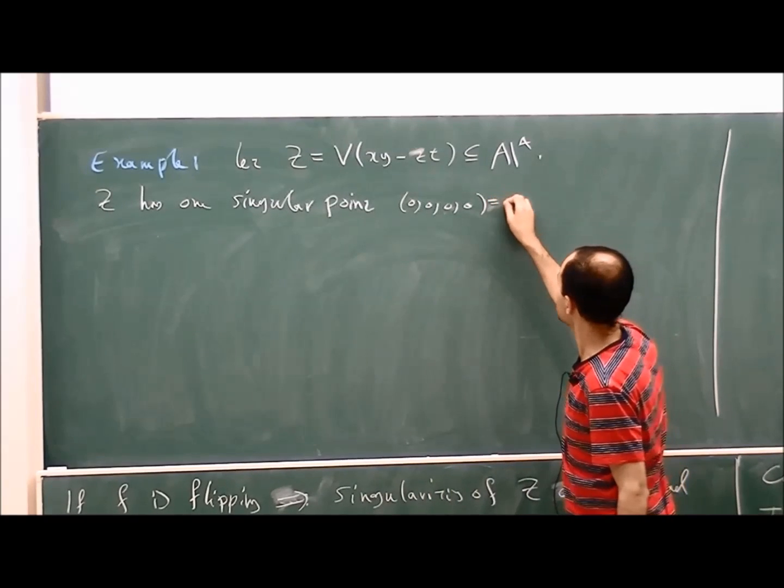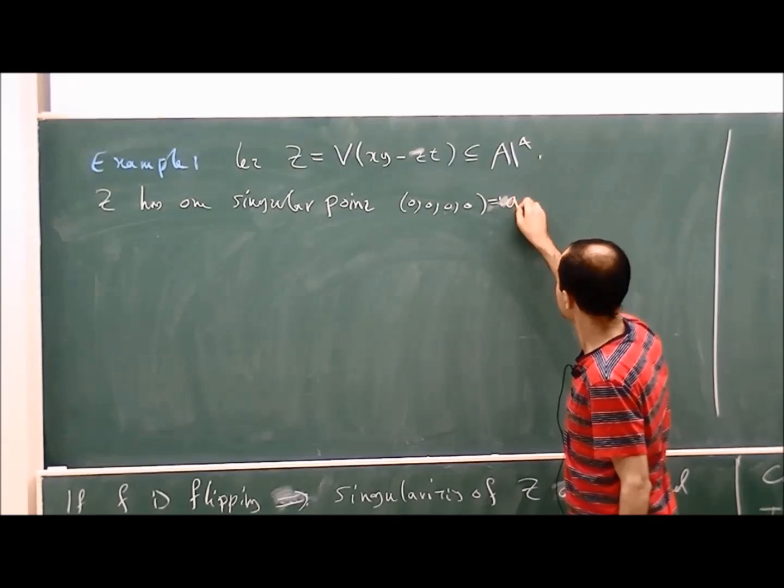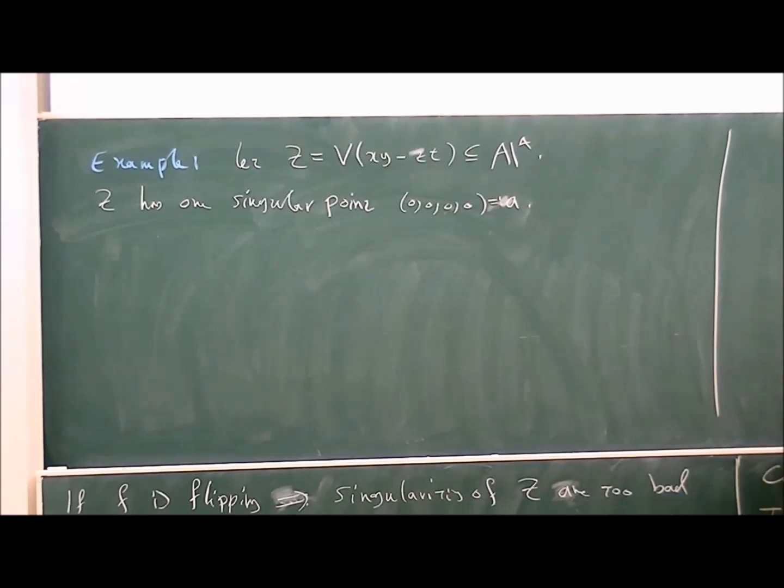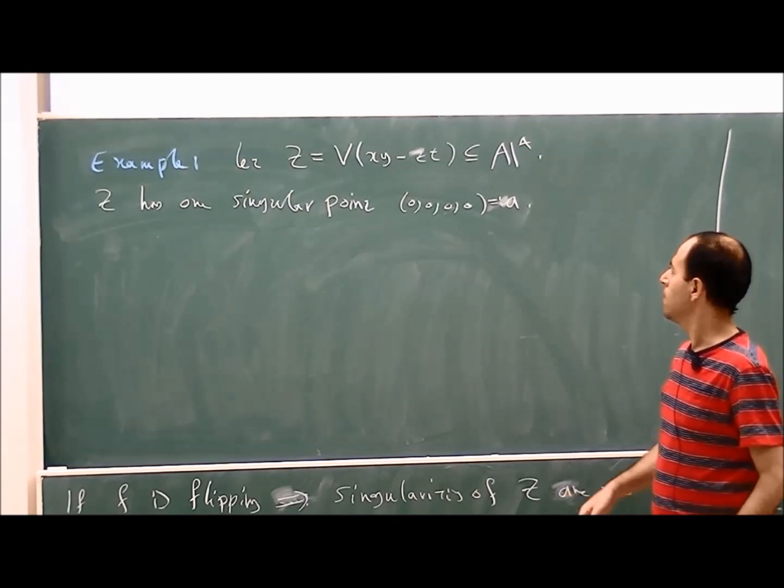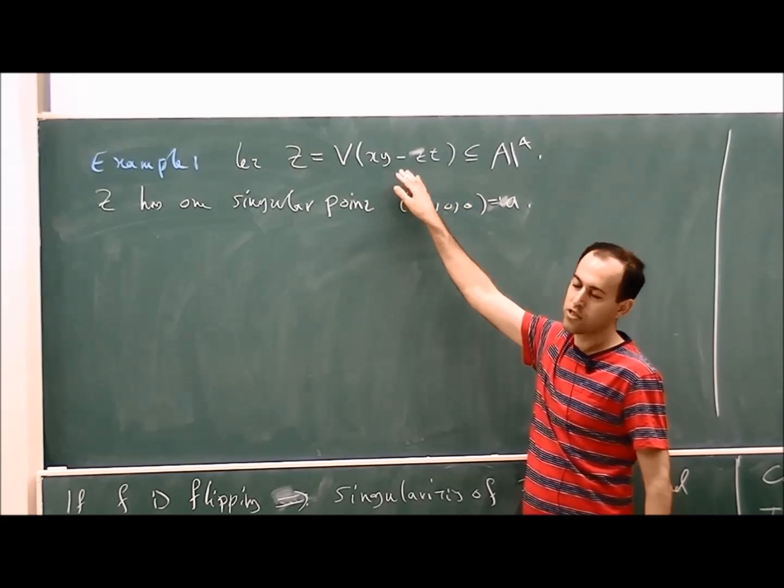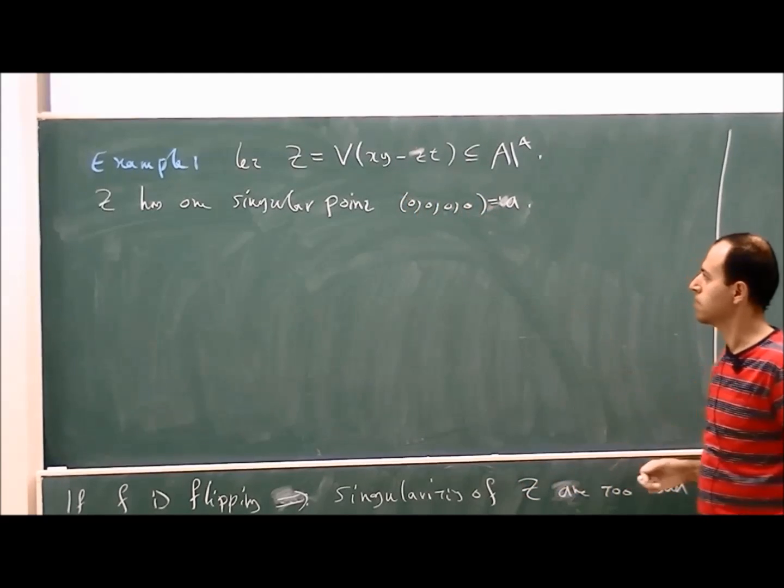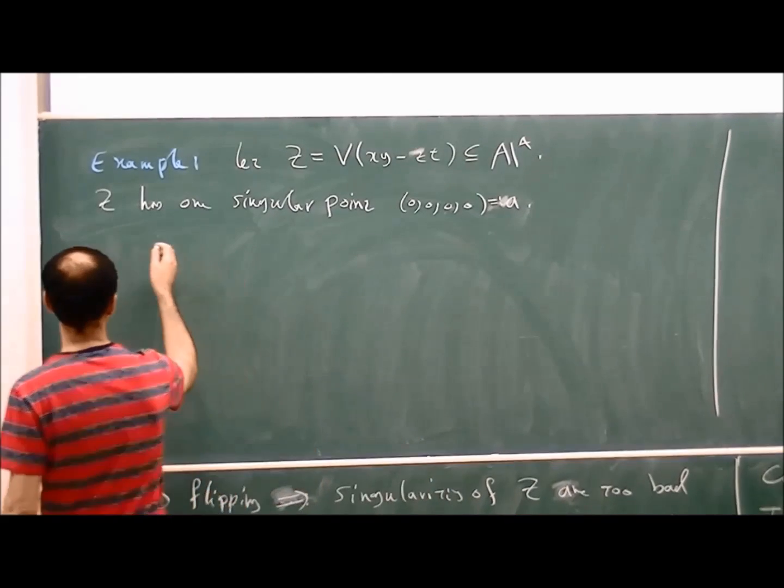Let me call it A. So it has one singular point, and the singularity is quite simple. It has multiplicity 2, so it's say the simplest kind of singularity. In fact, in lecture 4, I talked about this kind of object. It is just a cone over some surface. I will tell you that in a minute.